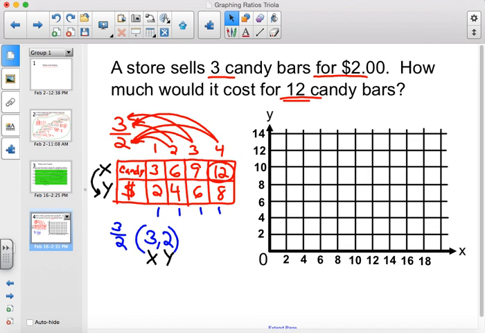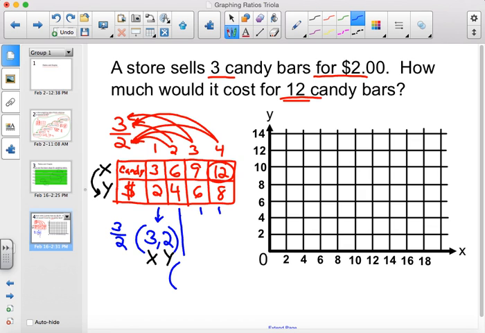So we then write our next coordinate. So this is a 3, 2. This one would be 6, 4. This one would be 9, 6. And this one would be 12, 8. Okay? So now we have our coordinates to graph.